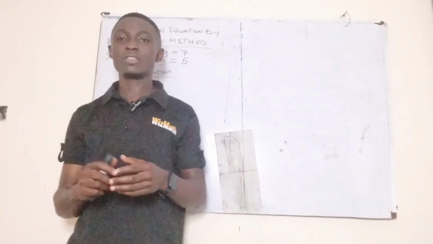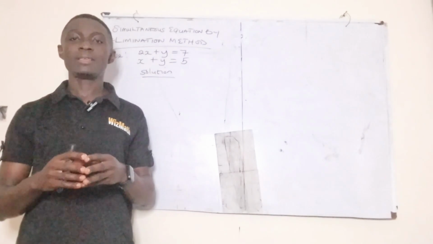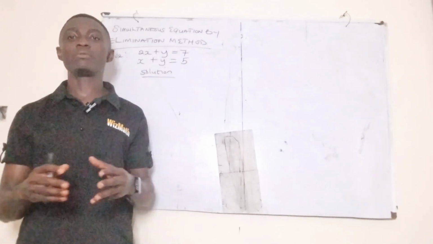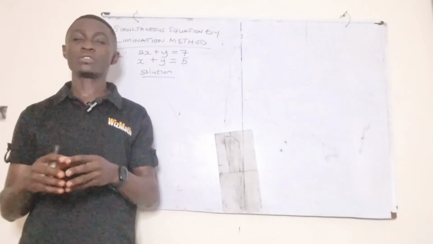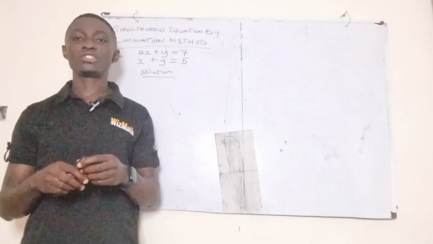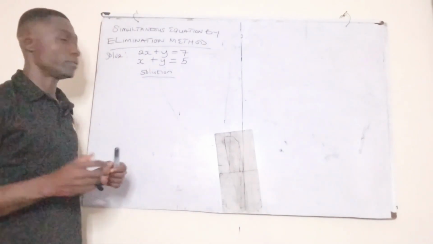And at the end of this lesson, you should be able to identify a simultaneous equation, eliminate one of the variables, go ahead to solve for the other, and afterwards substitute to get that which was eliminated. Let's see how we can actually solve this very quickly.